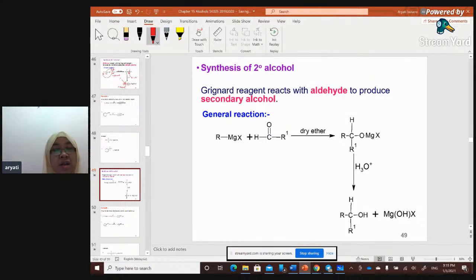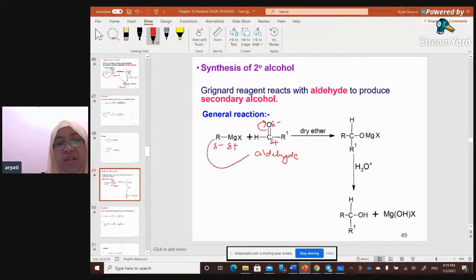Okay, synthesis of secondary alcohol. So if you have a Grignard reagent react with any aldehyde. So this one is an aldehyde. So magnesium partially positive, carbon partially R in alkyl group partially negative, carbon partially positive, oxygen partially negative based on electronegativity. Oxygen will attract a bonding pair of electron to oxygen.